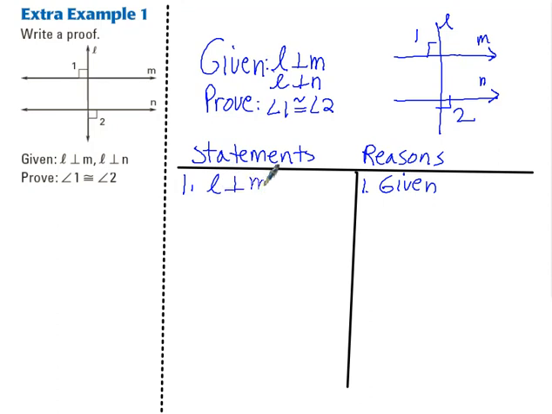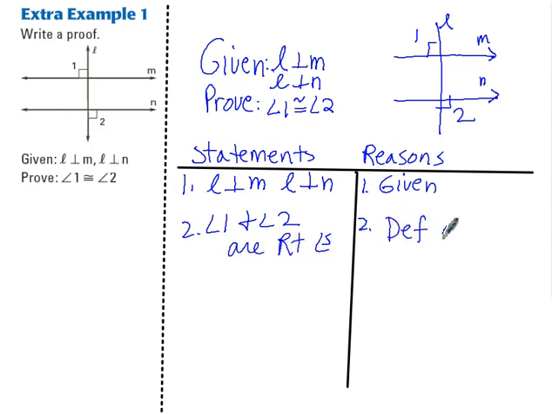Line L is perpendicular to M. Line L is perpendicular to N. What else do we know in our chain of reasoning? Well, we know that these are right angles from the drawing. And that's the definition of perpendicular lines. So if we know that all right angles are congruent, we know that angle 1 is congruent to angle 2. Right angles theorem.